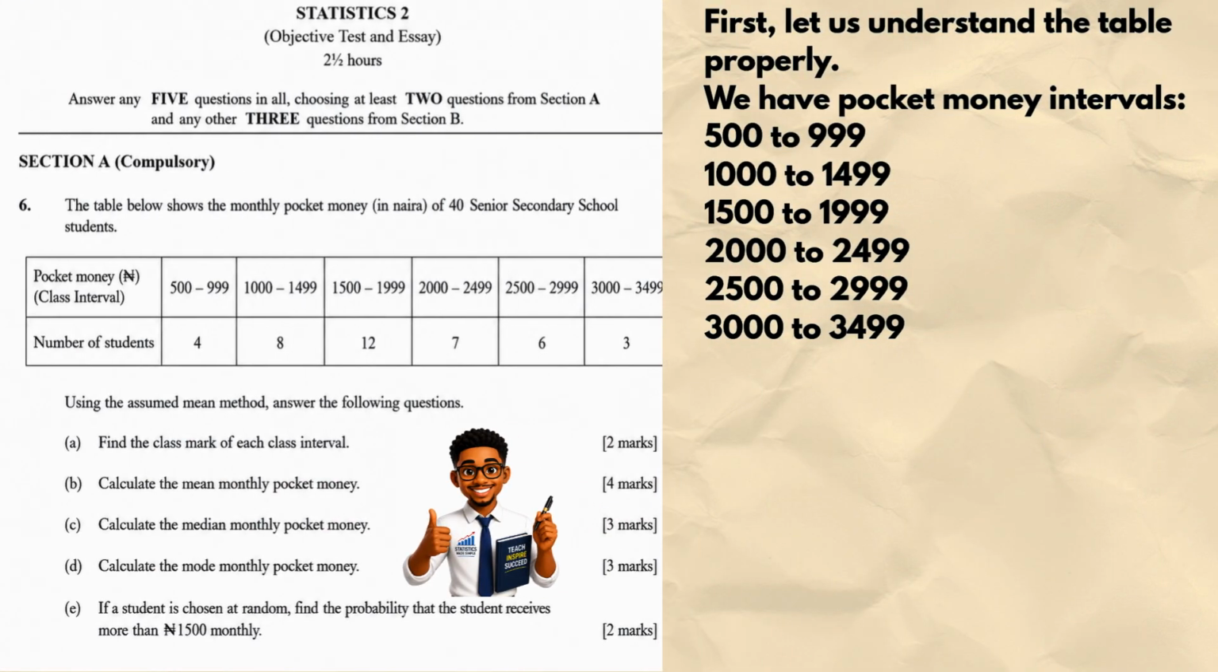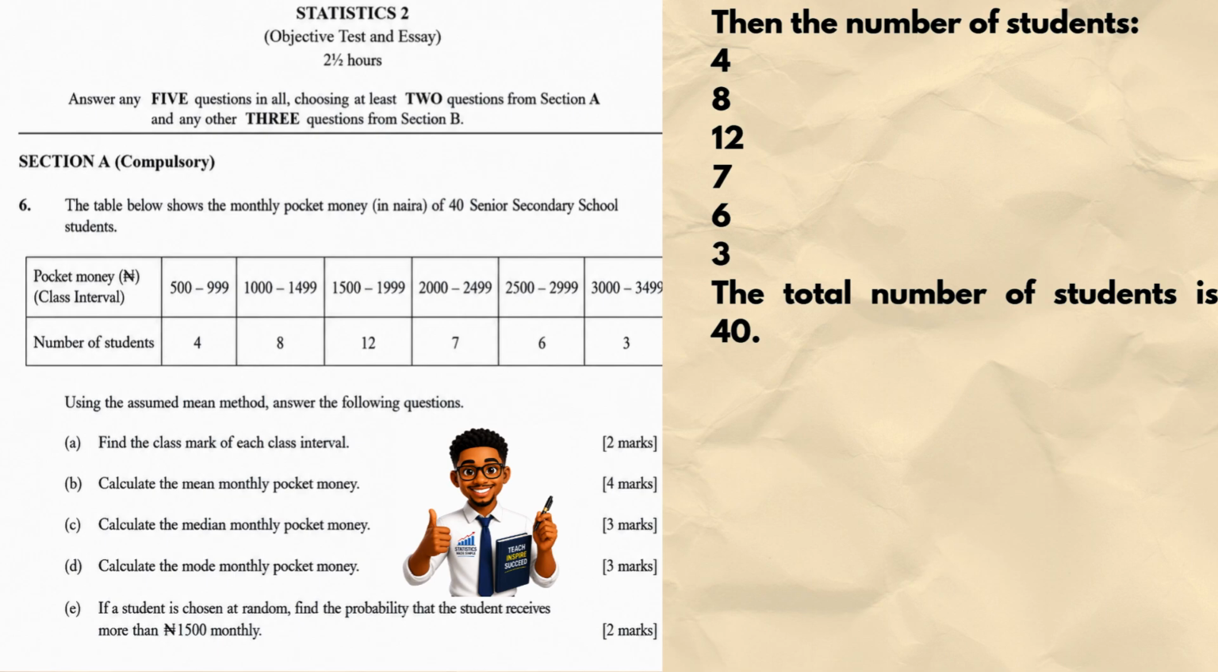First, let us understand the table properly. We have pocket money intervals: 500 to 999, 1000 to 1499, 1500 to 1999, 2000 to 2499, 2500 to 2999, 3000 to 3499. Then the number of students: 4, 8, 12, 7, 6, 3. The total number of students is 40.